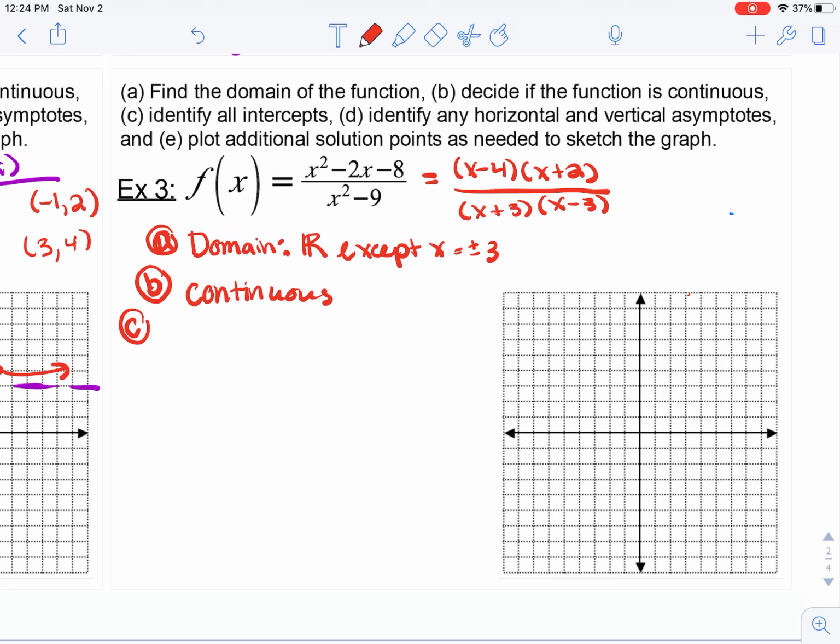Part C says figure out where the y and x intercepts are. So if I plug in 0 for x, I get 0 squared minus 2 times 0 minus 8 over 0 squared minus 9. So that's going to just be positive 8/9. So my y-intercept is at 0, 8/9.